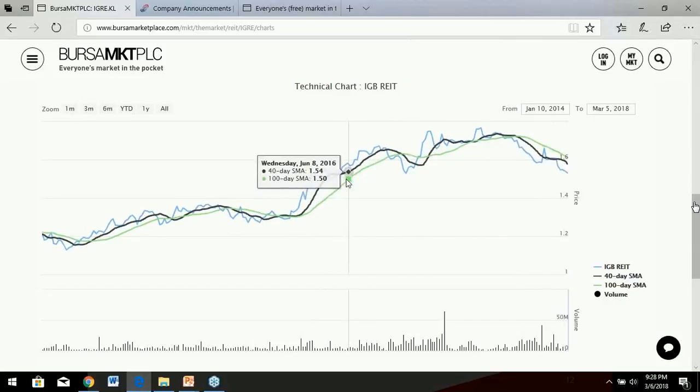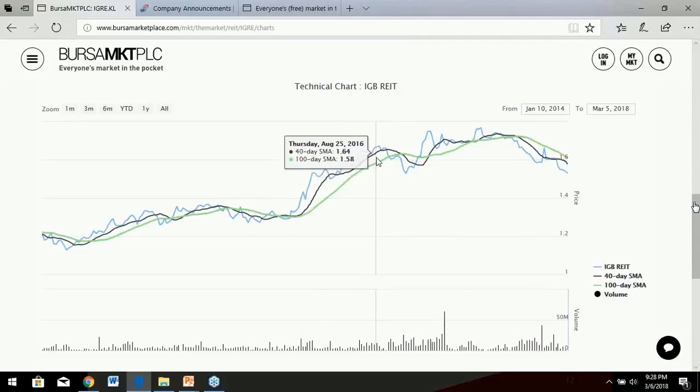Now, the next question is this: how do I know that an uptrend in stock price will eventually give way to a downtrend? All right. This is by no means a 100% indicator, but I think it will help you. It will give you some tools, some guidelines.